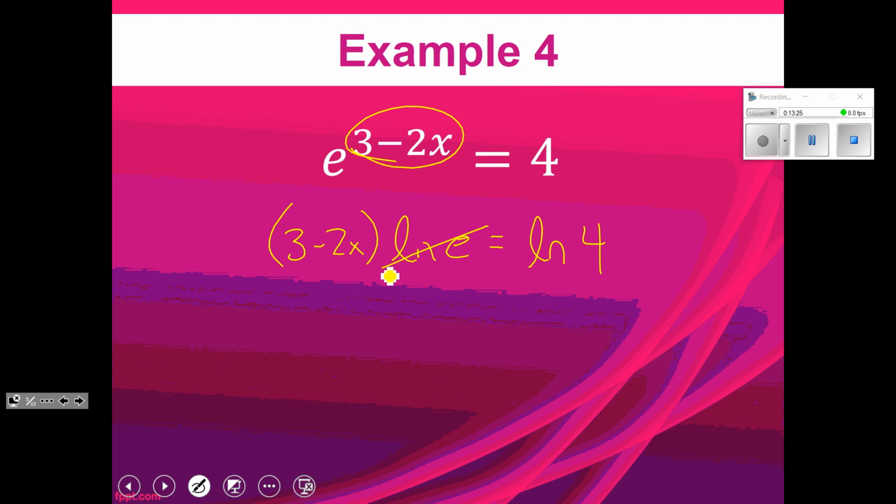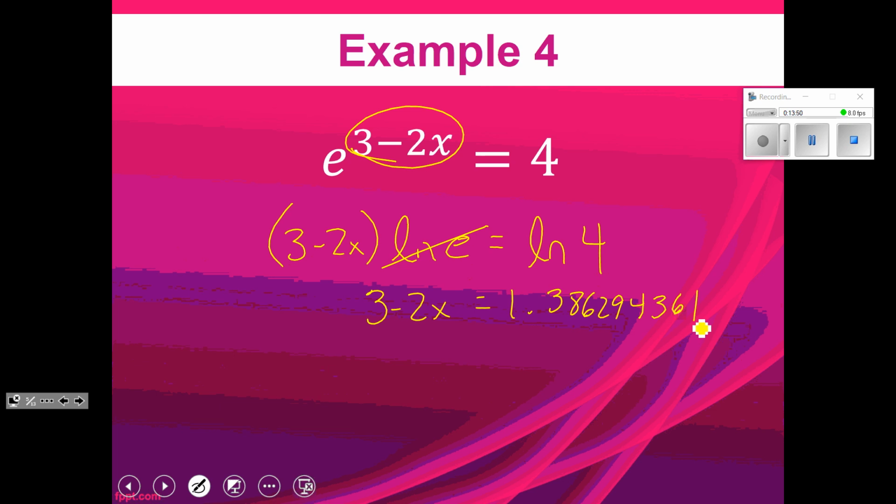Okay. So then we get 3 minus 2x is equal to, and I'm going to put this ln of 4 in my calculator, and I'm going to get a big whopping decimal. So the ln of 4. And that's going to give me 1.386294361. So far, so good. Okay.